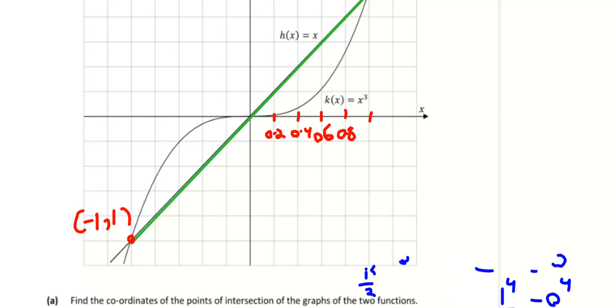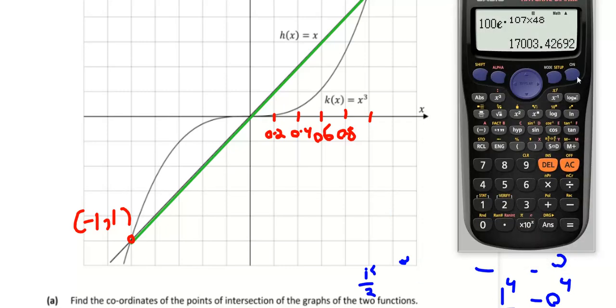I have an idea. I'm just going to put this in here. I'm going to go table function. Table function. I'm going to do x to the power of a third, or I can use the cube root of x, can't I? My choice.